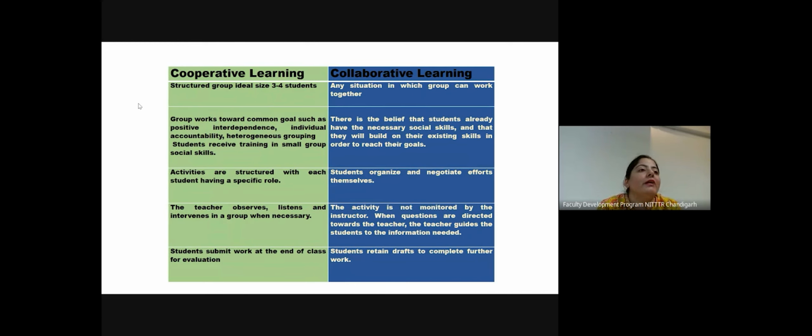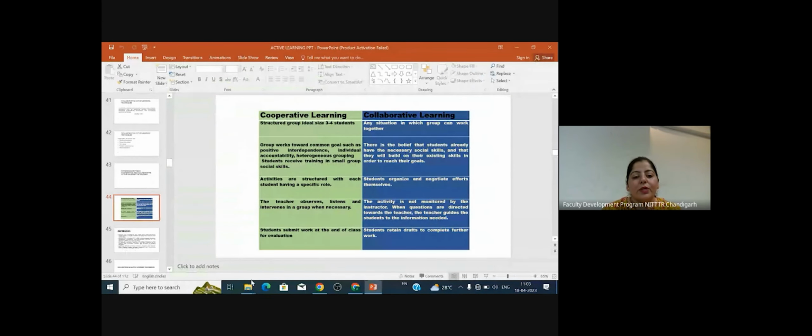Students in cooperative learning strategies are basically used for a classroom environment only. So every student will submit the activity at the end of the class. But in terms of collaborative learning, the students retain the draft to complete the further work. ये basic difference होता है cooperative and collaborative में. जब हम cooperative learning की बात करेंगे, these are for more or less mature students. Collaborative learning is for the higher kind of students. So at the end of the session, we are going to discuss a few of the strategies related to that.